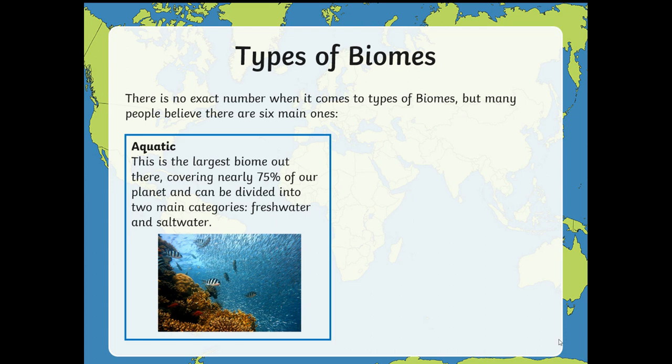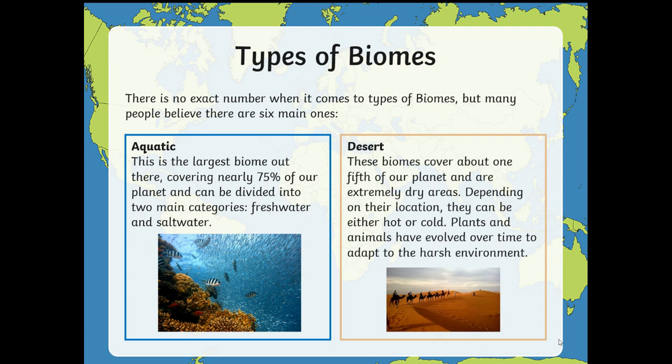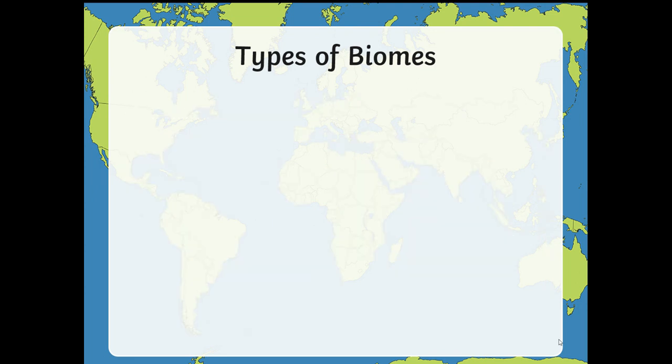And you might not think that climate has much to do with the water, but some areas, depending on where they are near the equator, for example, some seas or oceans will be warmer than others. And then you have the desert, which we've spoken about. So these biomes cover about 1/5 of our planet and are extremely dry areas. Depending on their location, they can be either hot or cold. Plants and animals have evolved over time to adapt to the harsh environment.